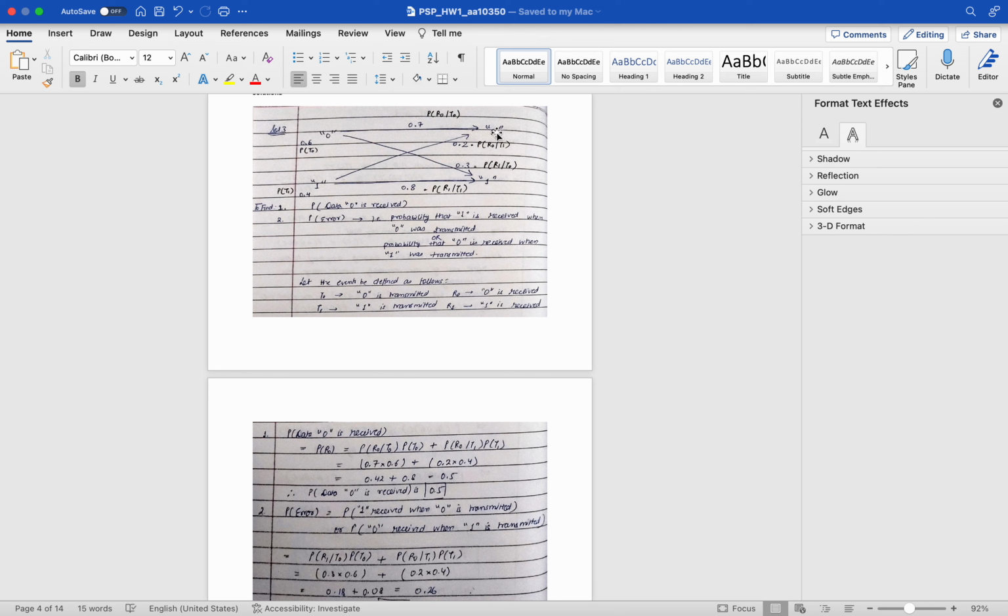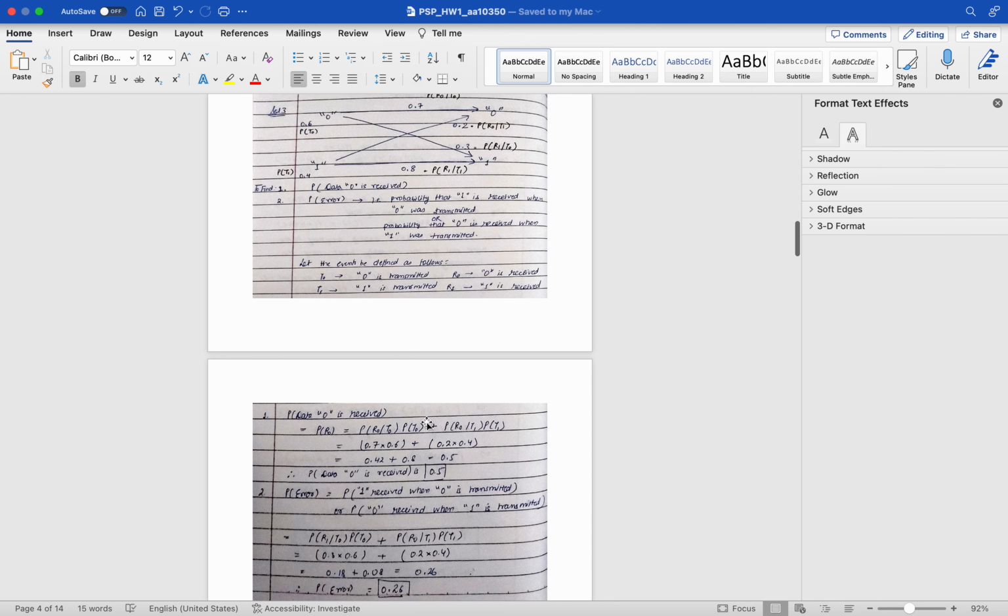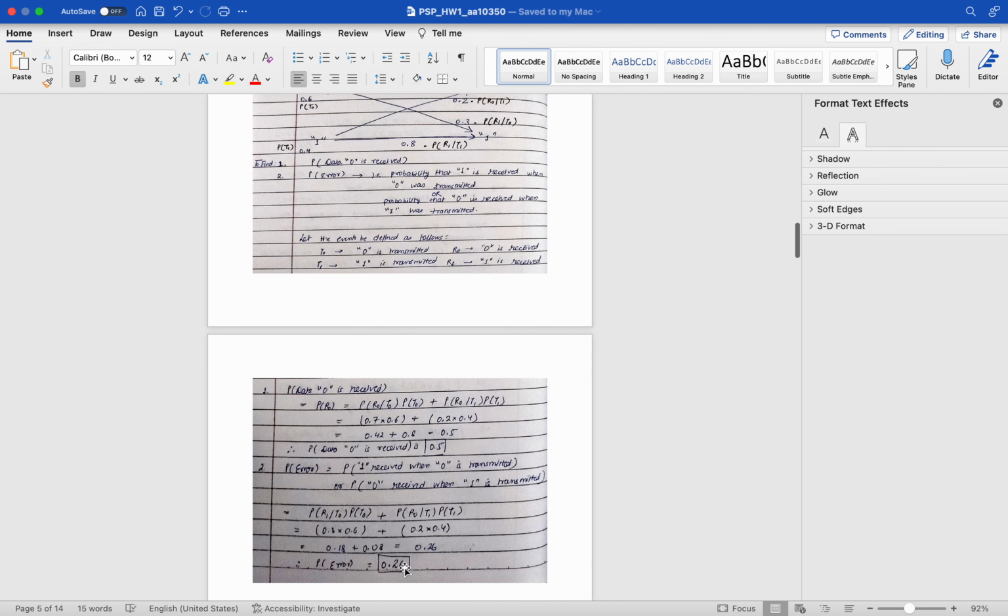In the second scenario, the probability that 0 is received when 1 was transmitted will be equal to P of R0 given T1 times the probability of T1, which means the probability that 0 is received when 1 was transmitted times the probability that actually 1 was transmitted. So that is 0.2 times 0.4. Now summing these two up, we get the probability of error as 0.26.